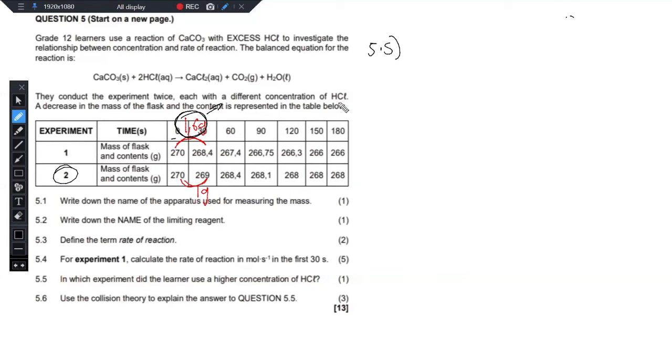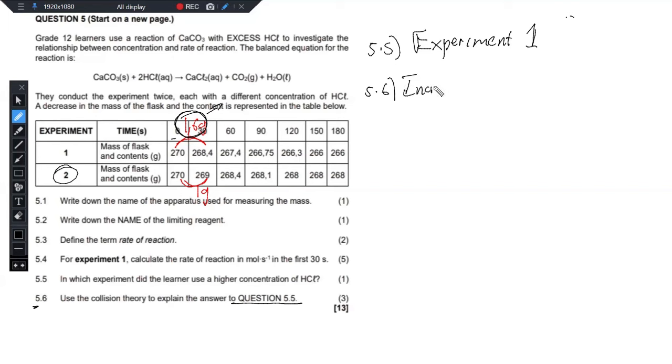Then that means for 5.5, we are going to conclude that obviously in experiment 1, more HCl was used. Remember, the greater the concentration, the higher the reaction rate, right? So concentration and the reaction rate are directly proportional. If your concentration is higher, then it will lead to a higher reaction rate. Then 5.6, we are supposed to use collision theory to explain the answer to question 5.5. So why do we say it's experiment 1? Now, this is how you put it.